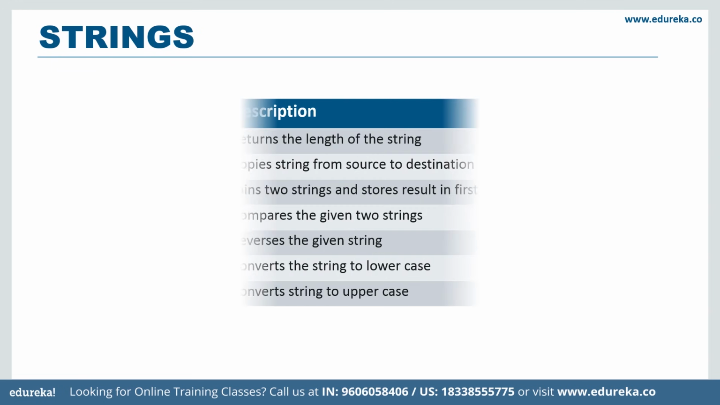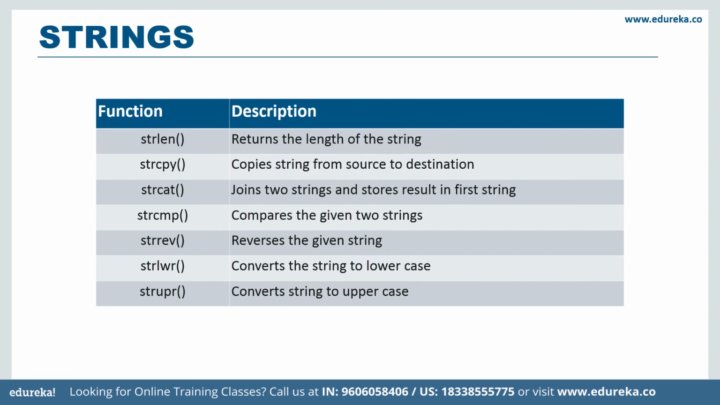Followed by this, we have some important string functions in C++, which are string length, which describes the length of the string. Followed by that, we have string copy, which copies one string from a source to a destination. Then we have string concatenation, which is used to join two or more strings. Then we have string compare, which compares two given strings. Then we have string reverse, which reverses the given string. String lower and string upper: string lower converts the text from uppercase to lowercase, whereas string upper is vice versa.